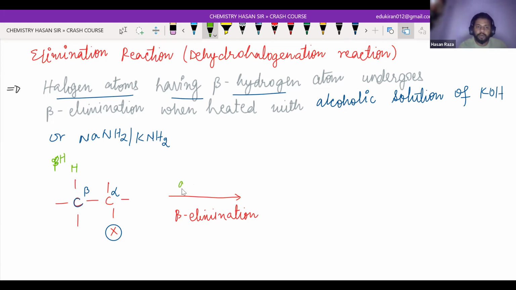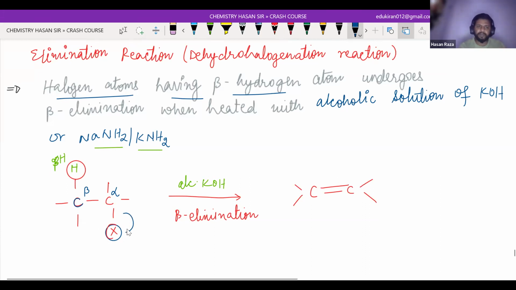And what you are going to do, this will be in the presence of either alcoholic KOH or alcoholic NaNH2 or KNH2. What will happen? This you are going to remove. And what will happen? Two bonds will be left here. Single bond was there. Now there will be a double bond. You know how the reaction took place?